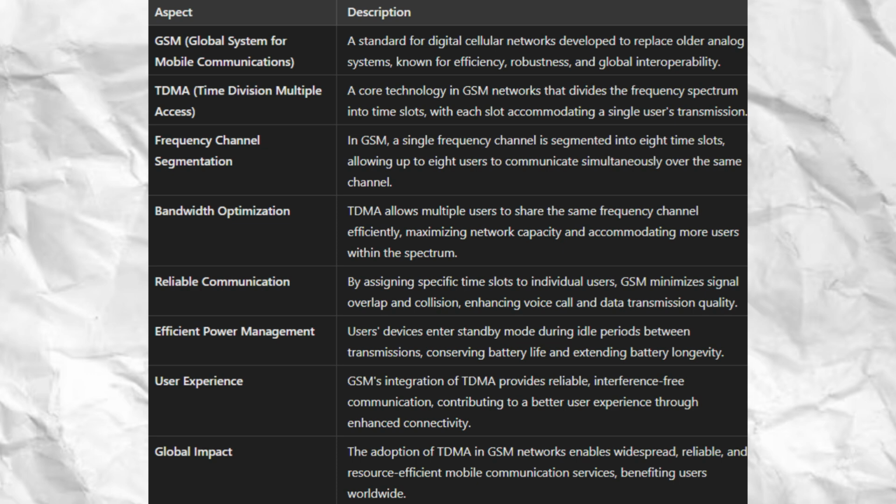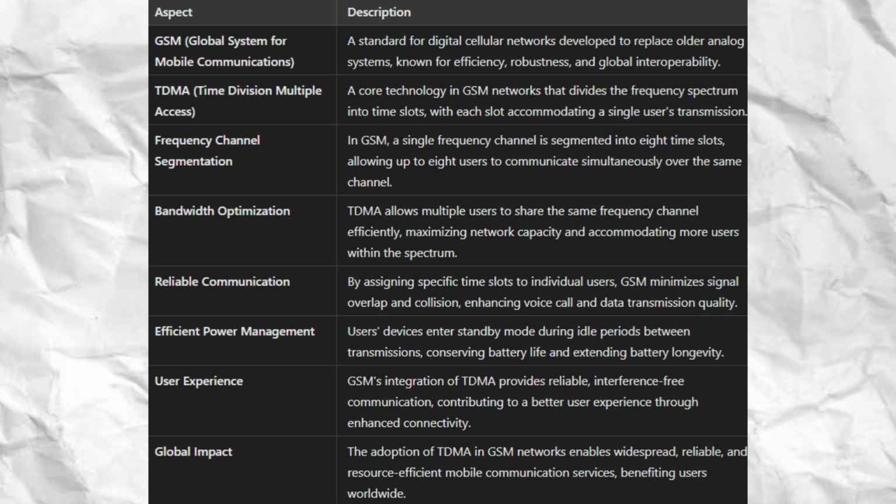It divides the available frequency spectrum into time slots, with each slot accommodating a single user's transmission. In the context of GSM, a single frequency channel is segmented into 8 time slots, facilitating communication for up to 8 users simultaneously over the same channel.